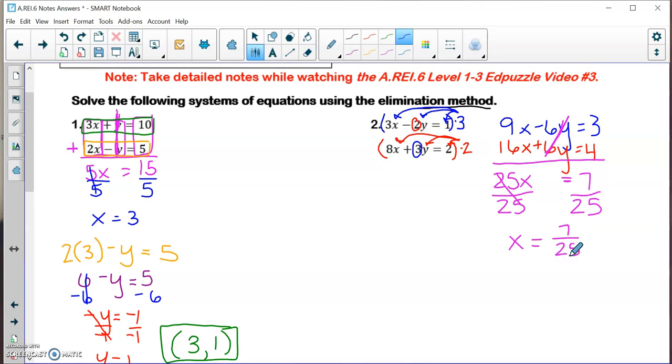Now to find my y value, I'm going to take that 7/25 and put it in for x in one of my original equations. It does not matter which one. I'm going to do the top one this time. So I have a 3 times my x value of 7/25 minus 2y is equal to 1. So a 3 times the 7/25, I do the 3 times the 7, which is a 21. So I have a 21/25 minus a 2y is equal to a 1.